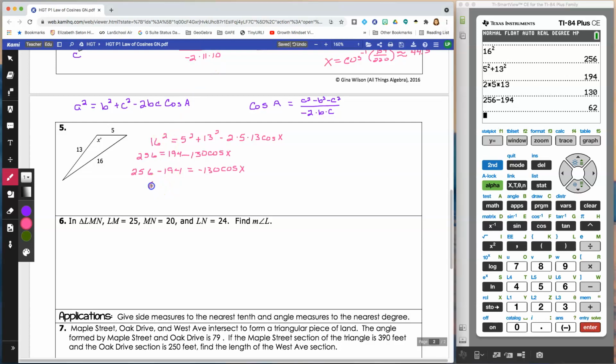So I have that 62 is equal to negative 130 times the cosine of x. So I need to divide both sides by negative 130. So 62 divided by negative 130 is equal to the cosine of x. So now in order to solve for x, I have to use an inverse cosine.